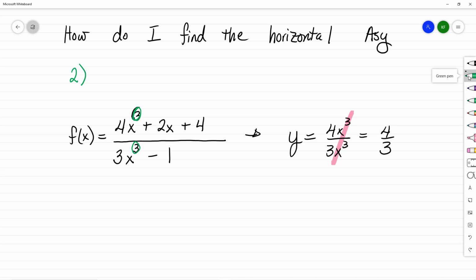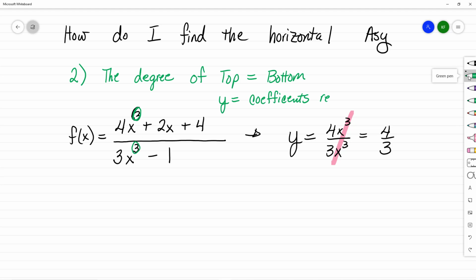So what is the case? The case is the powers are the same. So the degree of the top equals the bottom. So y is equal to the coefficients, and I'm going to say coefficients reduced, so you understand that we're talking about the fraction. We want to try to keep those in fractional form, but in reduced form, so please don't turn them into decimals. Okay, we're going to do a couple examples.